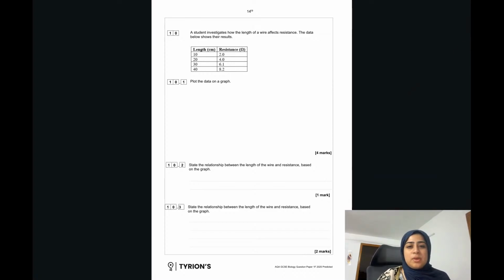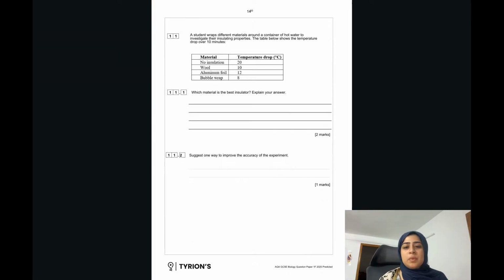We won't do this one because you would just need to plot it on the graph. You are likely to get a graph plot or something like that, so just make sure you know how to do that. Then once you've plotted it, you do the whole relationship, but we won't do that.